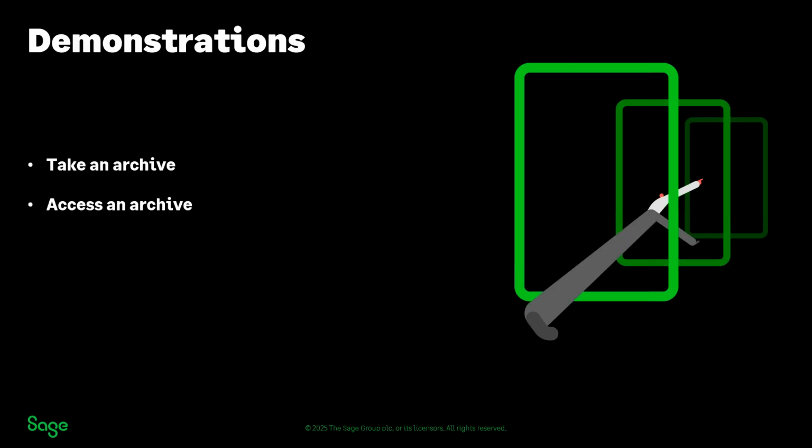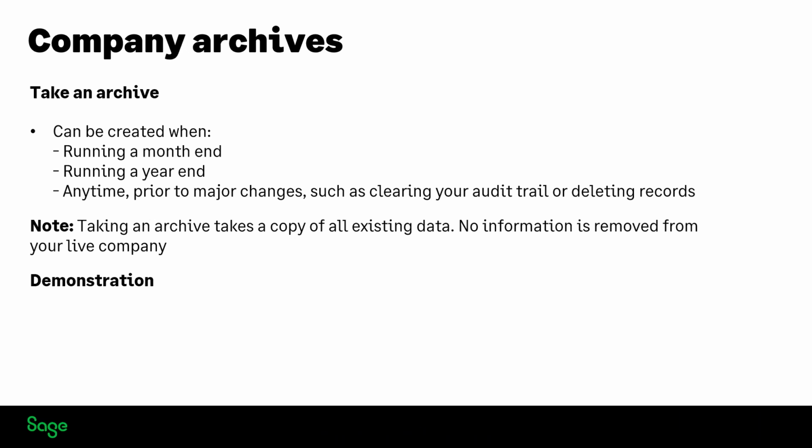So anyway, we'll get stuck into some demonstrations. So firstly, we're going to look at taking an archive. Now, when you do take an archive, it can be created from 3 different areas in the software. So one is when you run a month end, it will give you a little option to do that. Most commonly, you might be aware of it from when you run your year end. So again, little tick box for that one. If you've attended a year end webinar, you may have seen that one. So that's probably the most likely time that you are going to run one, but you can also do one at any time.